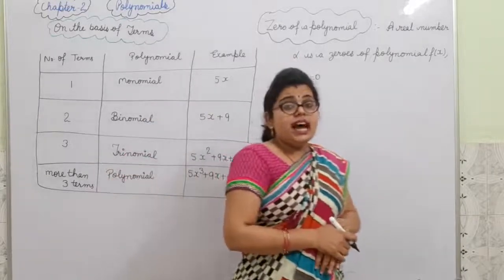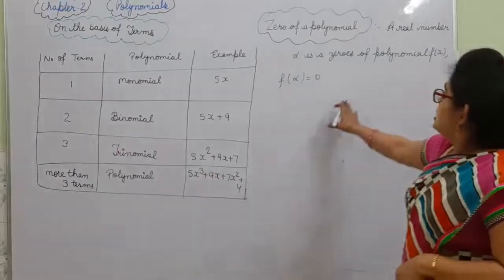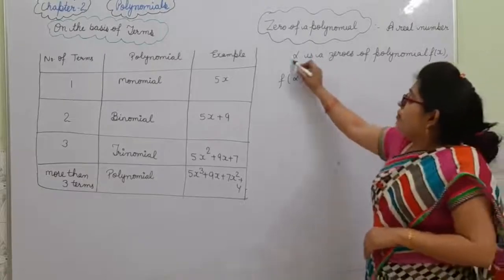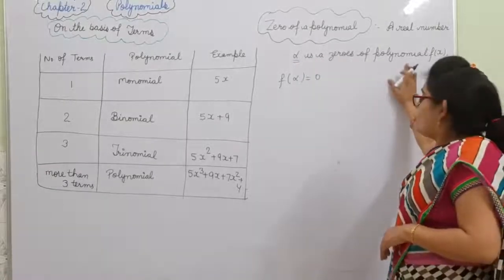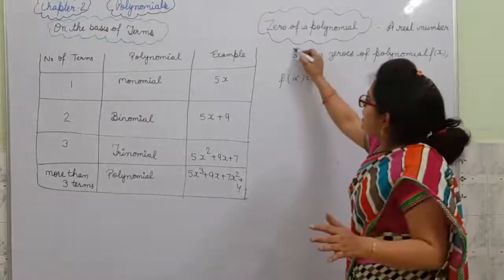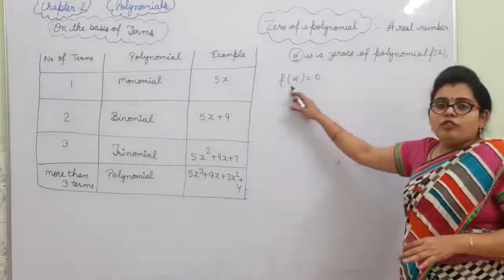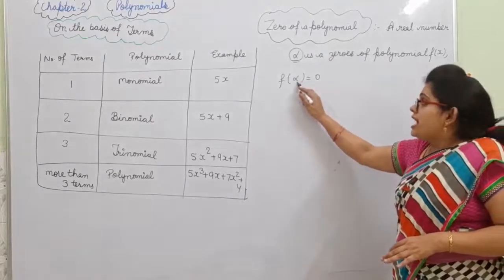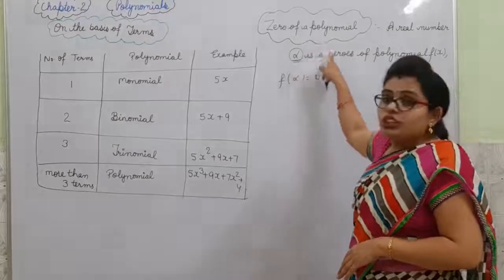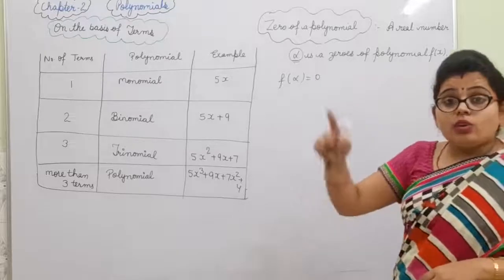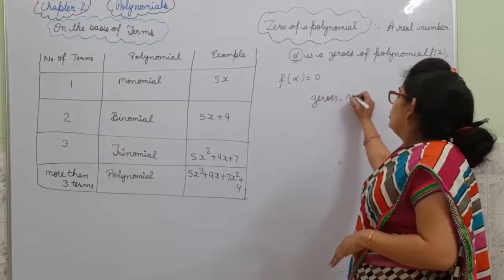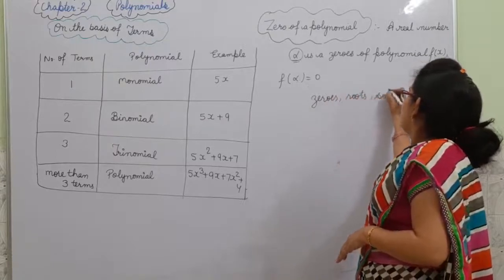Yes, dear students, I am repeating this concept. Zero of a polynomial, or you can say zeros of a polynomial. A real number alpha is the zero of polynomial f of x. f of x is any polynomial, and if there exists a real number alpha such that f of alpha is equal to 0, then this alpha is the zero of a polynomial, or you can say that alpha is the solution of this polynomial, or alpha is the root of this polynomial. You can say zeros, roots, or solutions.